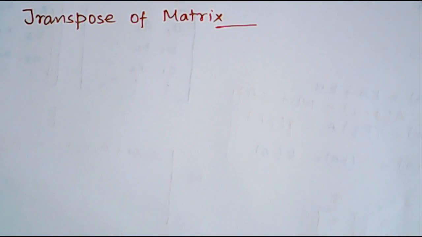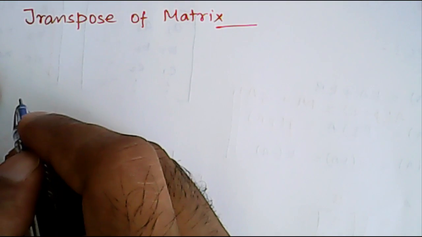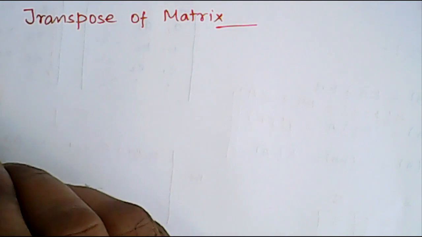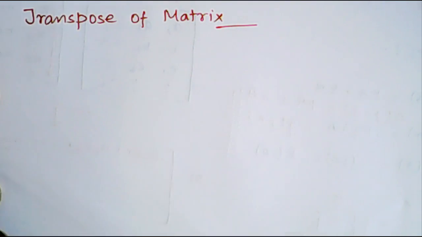In this lecture we will understand the transpose of a matrix. I hope you already know this, but my duty is to revise it. So the transpose of a matrix is the matrix formed by changing the rows to columns and the columns to rows.